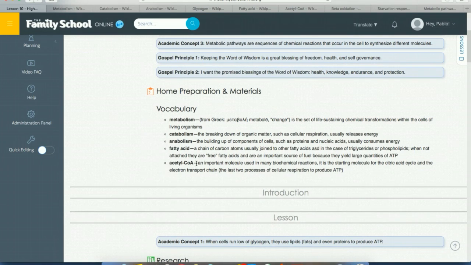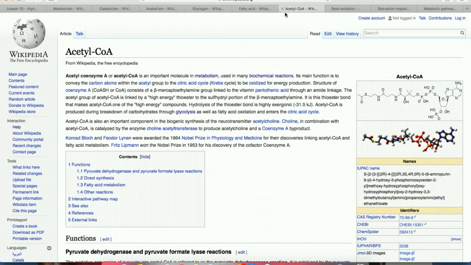I've heard of acetyl-CoA. I think that when we were talking about cellular respiration, an important molecule used in many biochemical reactions. It is the starting molecule of the citric acid cycle and the electron transport chain, the last two processes of cellular respiration to produce ATP. Now I remember that. So the acetyl-CoA, so acetyl coenzyme A. So the co means coenzyme.